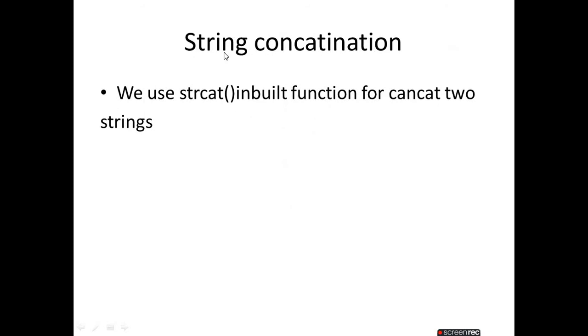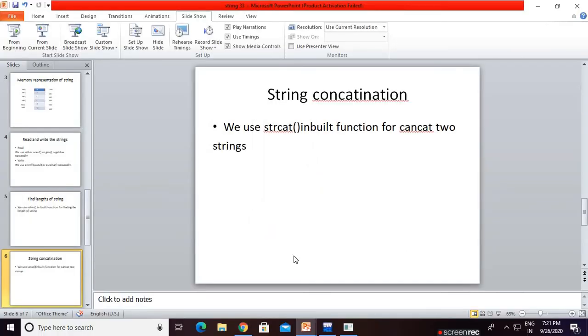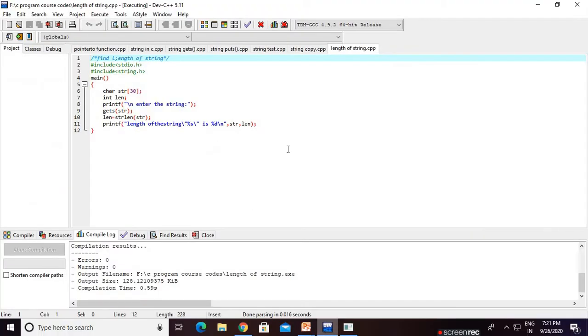Then we try to concatenate two strings. Concatenation means merging. Here, concat means merging two strings. There is an inbuilt function strcat, under the header file string.h. So how do we merge two strings? Again go to Dev C++. Then we find how to concat.